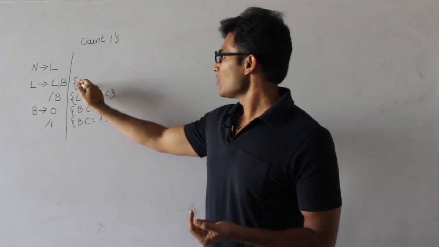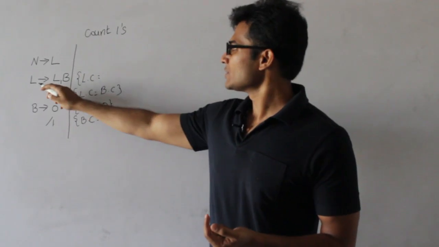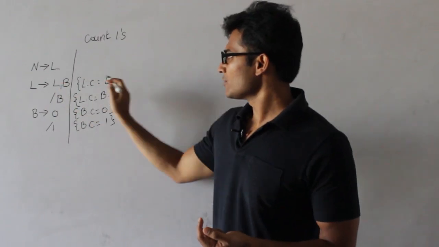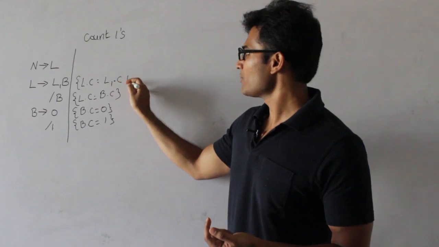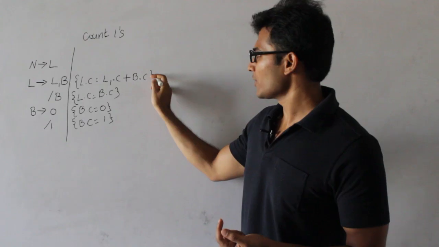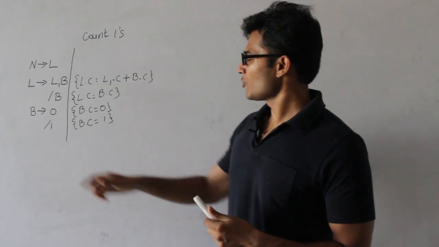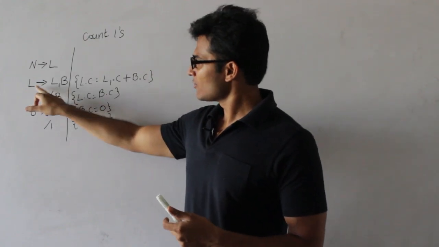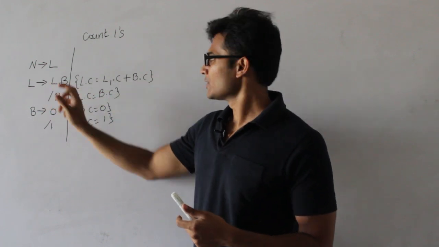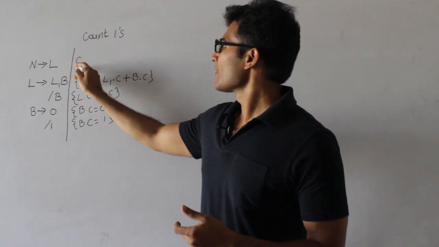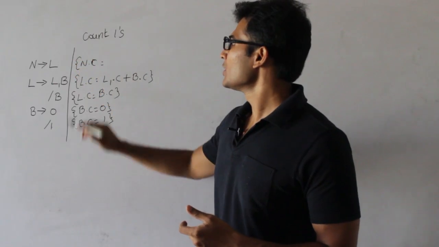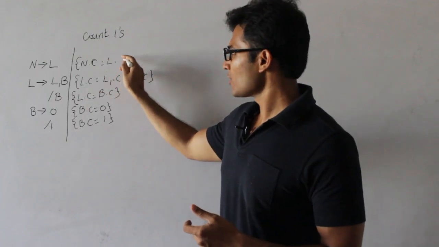Now L.count, which means the number of ones in this list, is equal to the number of ones in L1, which means L1.count, plus the number of ones in this bit, B.count. So the total number of ones in the total list is equal to the total number of ones in the list, followed by the total number of ones in the bit.